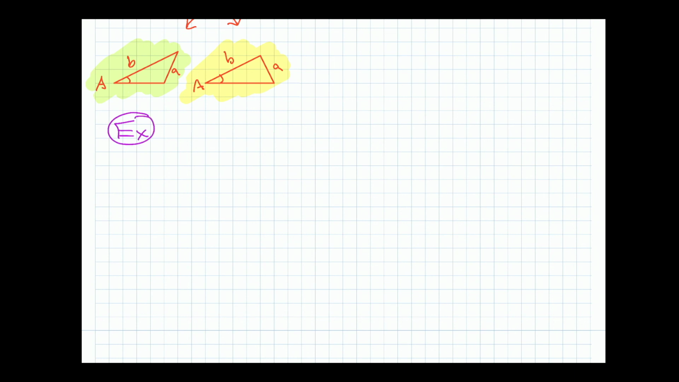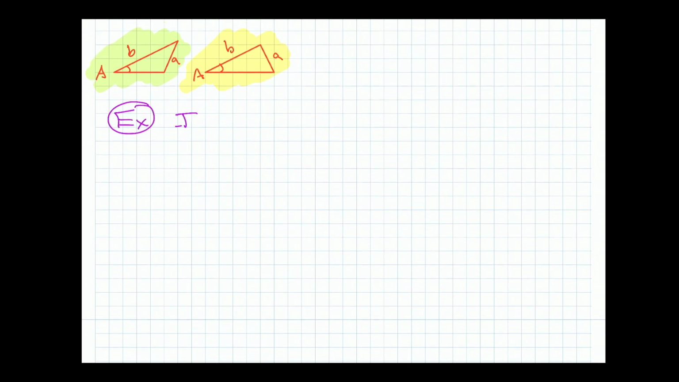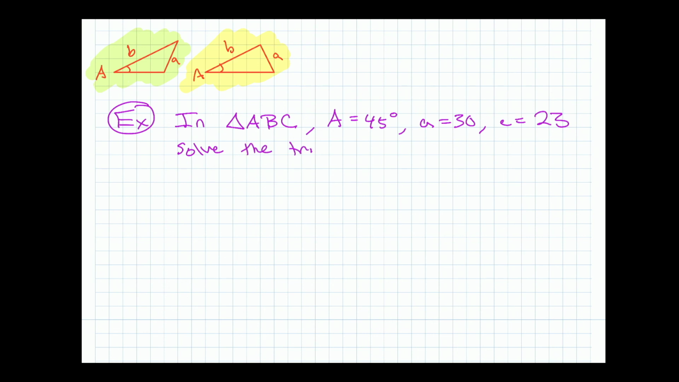So example. So let's say in triangle ABC, big A is 45, little a is 30, little c is 23. Okay, and I just want to solve the triangle. That's not how they actually ask it in the Newton, but I'm just saying solve the triangle, just like the ones that we did earlier.